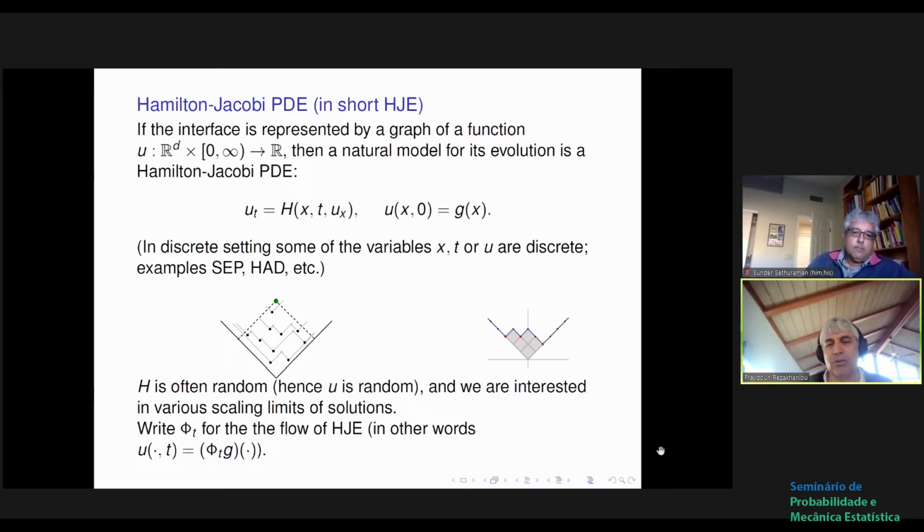Okay, so let me explain some of the questions we would like to address for this model. Let me write phi t for the flow of this Hamilton-Jacobi equation. In other words, I'm expressing the solution as phi t of the initial condition. G is the initial condition and phi t is the solution at later times.